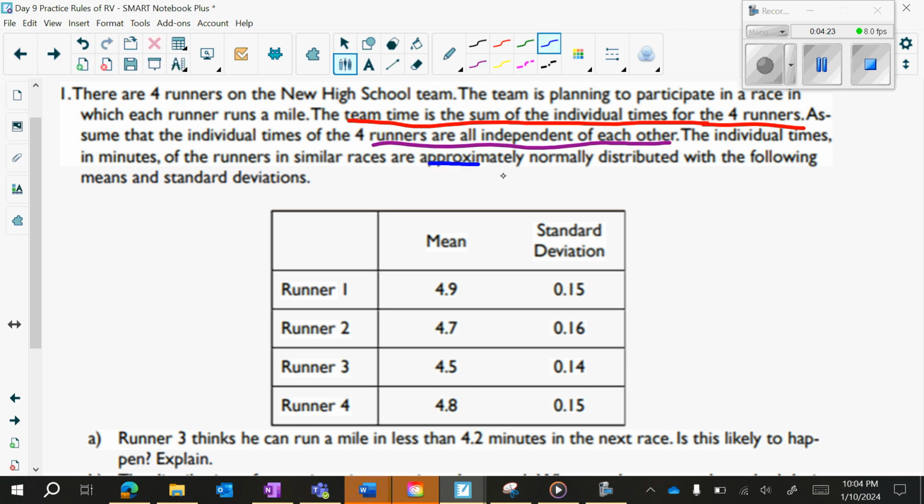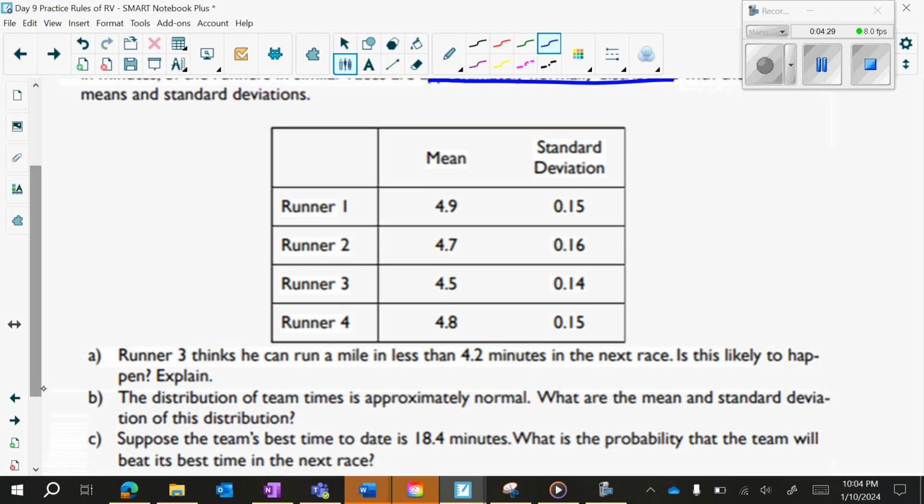The individual times are approximately normal. Let's underline that. It's probably important, with the following means and standard deviations. Okay, so separately we have runner 1, runner 2, runner 3, runner 4. They're all each individually approximately normal, so the shape of all of them is approximately normal individually. The mean is the center, and the standard deviation is the spread. So you're getting all the information about each individual runner listed separately.